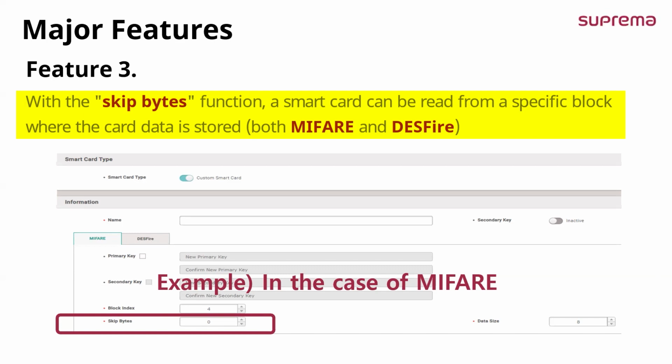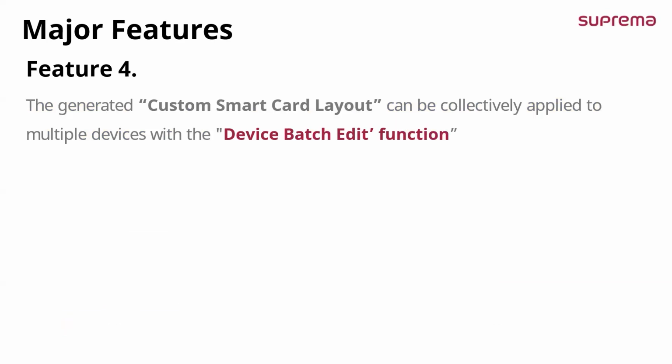By defining the number of bytes to skip, Suprema devices can retrieve the stored card data directly from the defined block. This feature is useful when the card data is stored in the blocks having large counts. Feature 4. The custom smart card layout generated can be collectively applied to multiple devices connected to BioStar 2 with the device batch editor function.